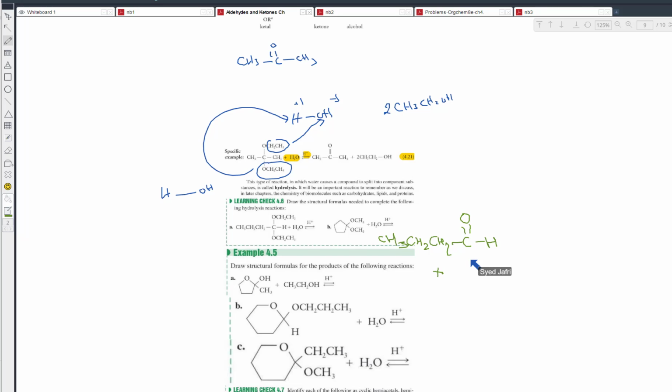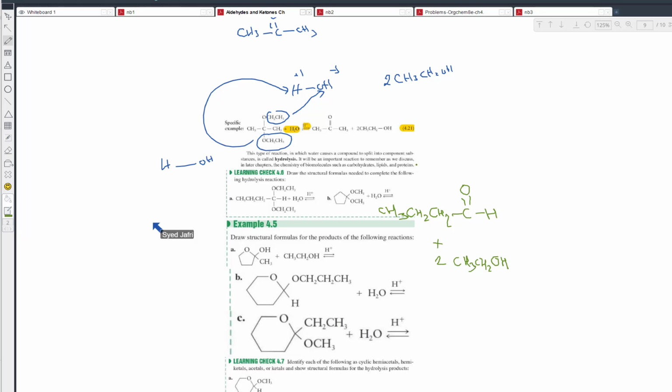That's right, correct. Sorry for my penmanship. So the products on the product side would be: what is the IUPAC name of this? Let me see. 1, 2, 3, 4 carbons. It's an aldehyde. Butanal. What is the next one? Plus, this is ethanol. 2 moles of ethanol.